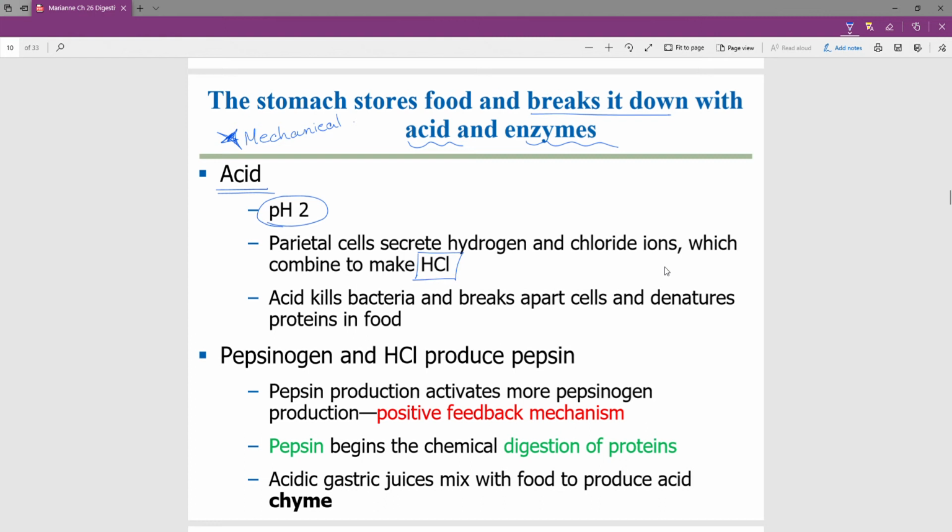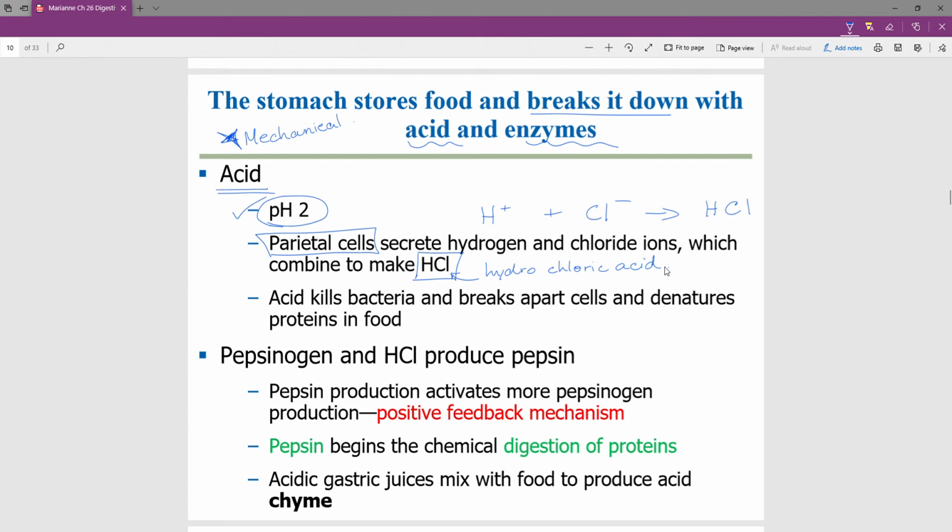If you're not a chemistry person, it might be worth writing out this as hydrochloric acid. The hydrochloric acid comes from some cells called parietal cells. The parietal cells secrete hydrogen ions and chloride ions, which combine to make HCl, as you can see. That HCl is hydrochloric acid. That's what gives us the pH of 2.